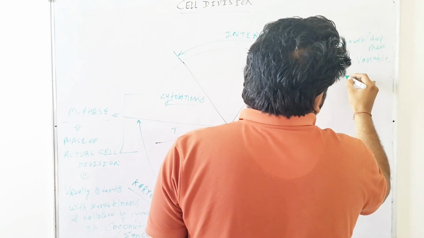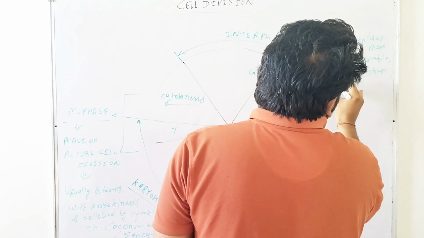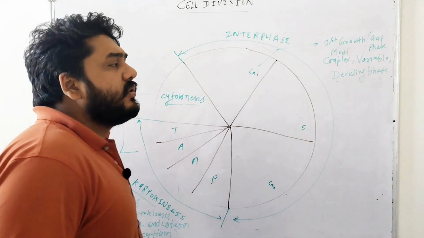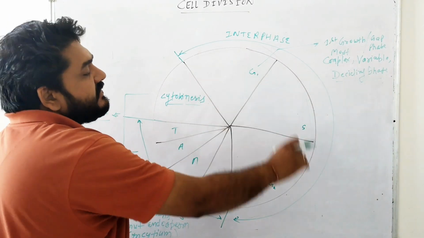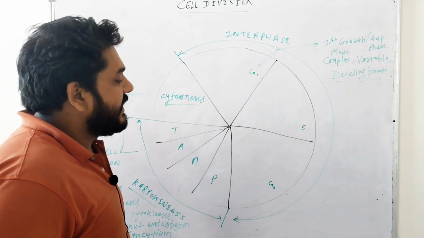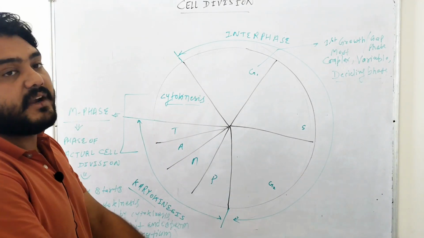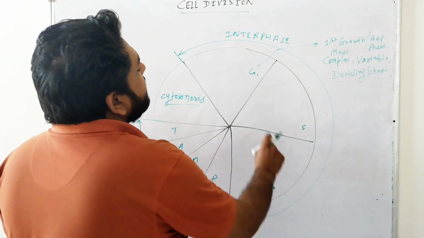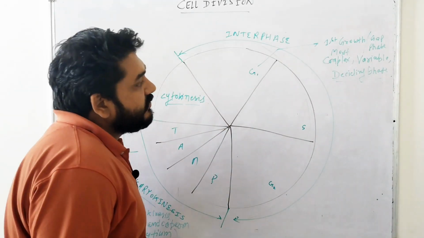This stage is also called the deciding phase. Why are we calling it the deciding phase? Because the cell has to decide in the G1 phase only whether it will go for further stages like G2, prophase, metaphase, anaphase, telophase and cytokinesis, whether the cell will divide or not. All the decisions are taken in the G1 phase. That's why we are calling it what?